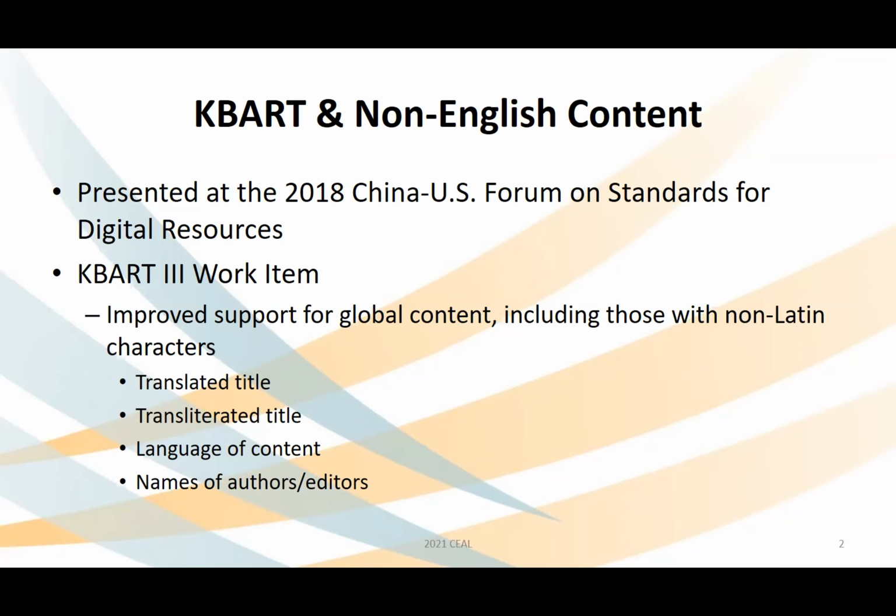They may add new columns in the KBART title lists for a translated title, transliterated title, language of content. For names of authors, editors, they may allow 4 names for CJK because tens of millions of people share the last names of Wang, Li, Kim, Park.